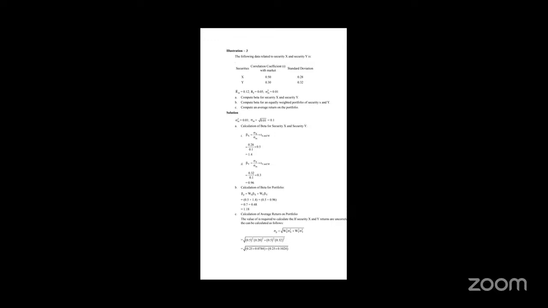So with this, we have to compute the beta for the security X and Y, and we have to compute the beta for an equal weighted portfolio of security X and Y and compute the average rate of returns. So we have to evaluate the beta for X and Y, as well as a separate beta when we are diversifying the portfolio equally between X and Y securities, and the average return. So risk on market squared they have given 0.01, and risk on market we will be getting 0.1.